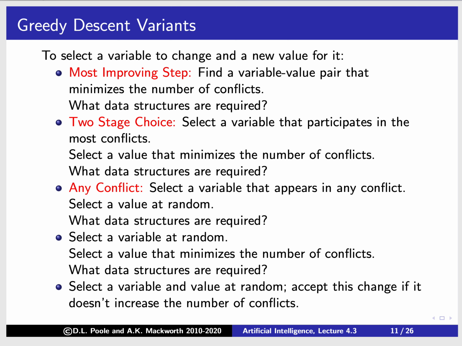And then you can select a variable and value at random, and accept this change if it doesn't increase the number of conflicts. So here's a whole lot of choices we could make. The top ones seem to be the most greedy in trying to make the best effort to do the upward steps, but think about what data structures are required and also how to maintain those data structures as we act.